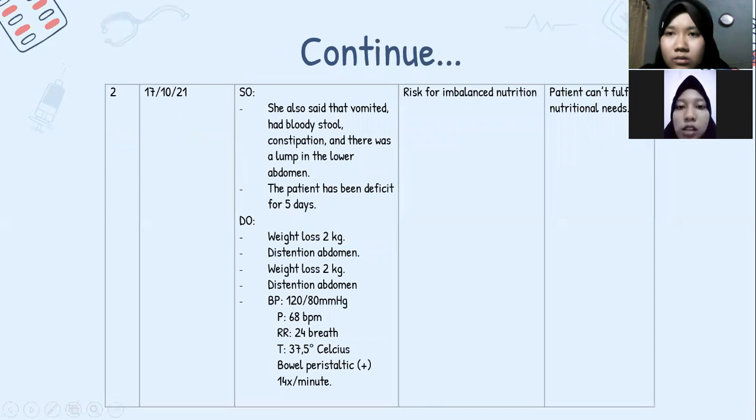Subjective data is she also vomits, had bloody stool, and constipation. There was a lump in the lower abdomen. The patient has had no defecation for 5 days, and the objective data is weight loss 2 kilogram, distension abdomen. Blood pressure is 120 per 80, pulse is 68, respiratory rate is 24, and temperature is 37.5. Bowel peristaltic is 14 per minute. And then problem is risk for imbalanced nutrition. Etiology is patient cannot fulfill nutritional needs. Okay, next Atika.